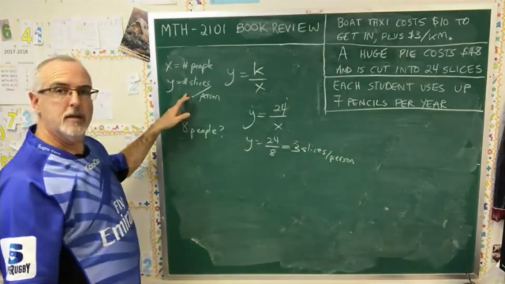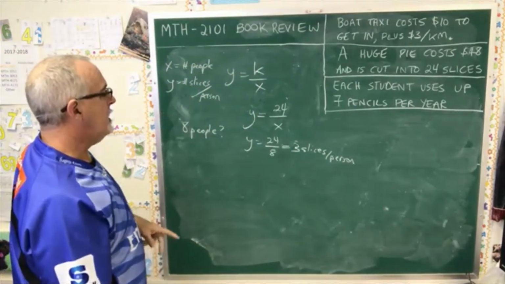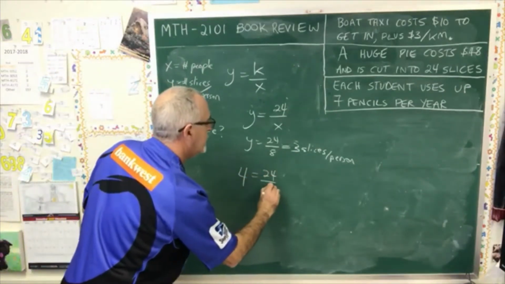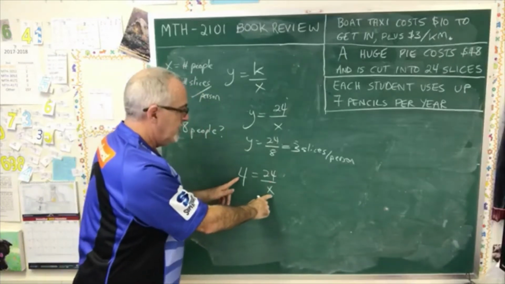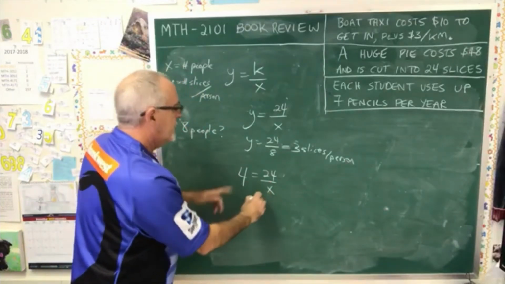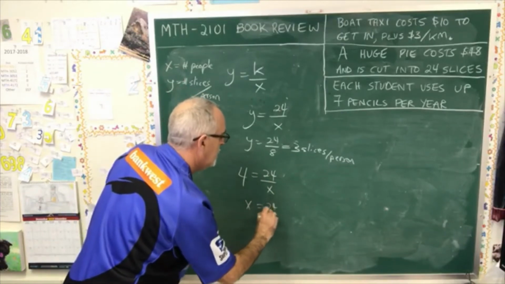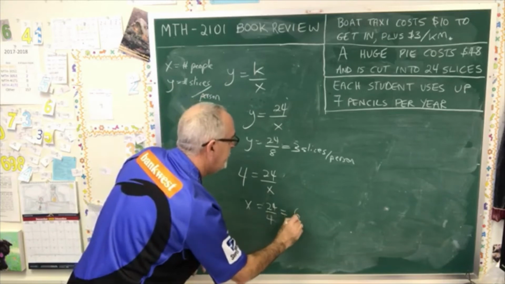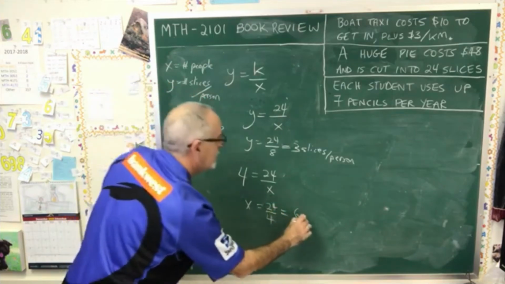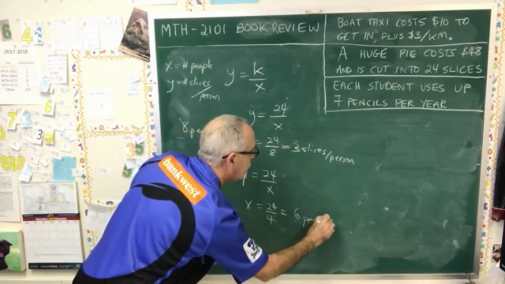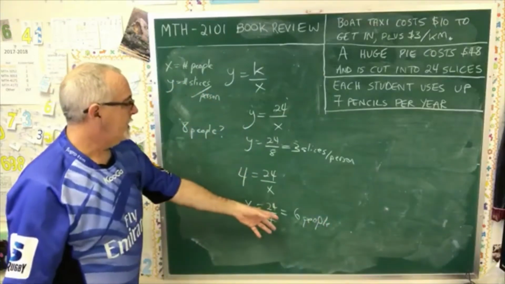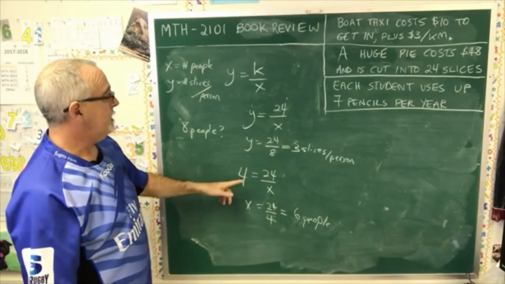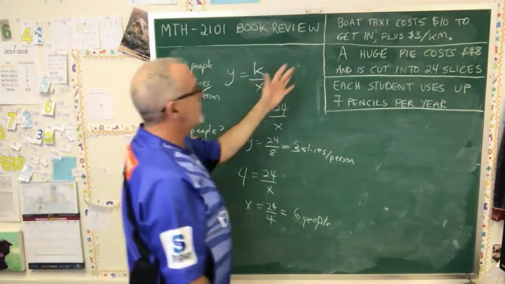What if I plug in a slices per person? I can do that. What if I want it to be 4 slices per person? 4 is equal to 24 over x. I have this weird situation where the variable is in the denominator. I can do the trade, which is the fast way of showing it. And it means that there must have been 6 people. Does that make sense? Let's verify it. 6 people times 4 slices per person is 24 slices. Yeah, it works.